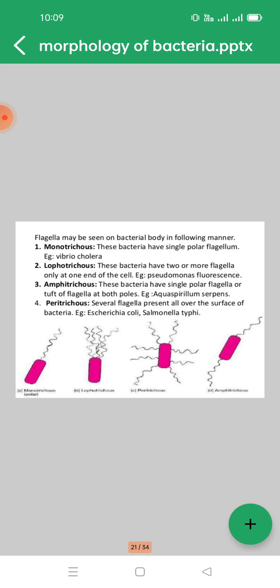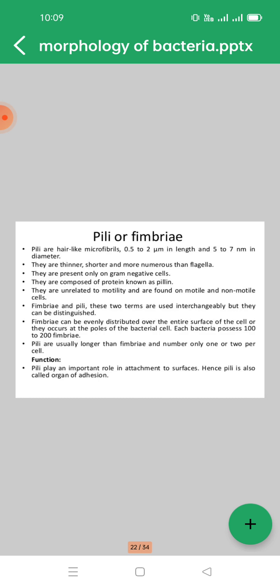So based on the flagellar presence, they are divided into monotrichous, that is having only one flagellum, then lophotrichous, that is having two or more flagella at one end, then amphitrichous, in the sense bacteria having a single polar flagellum or tufts of flagella at both ends, that is known as amphitrichous, whereas peritrichous in the sense flagella all over the body. So based on the flagella nature, they are divided into four: monotrichous, lophotrichous, amphitrichous and peritrichous.